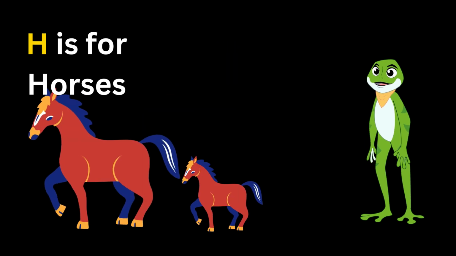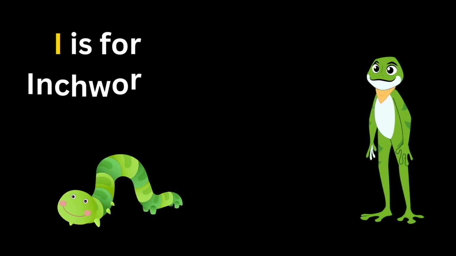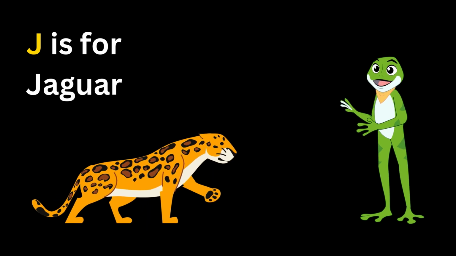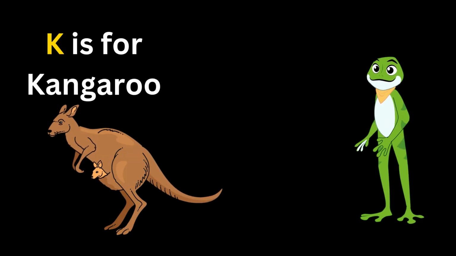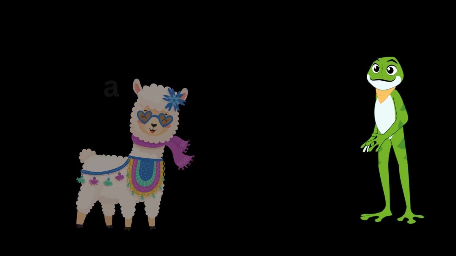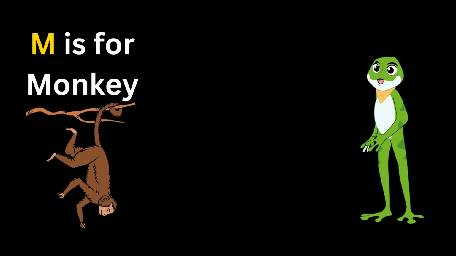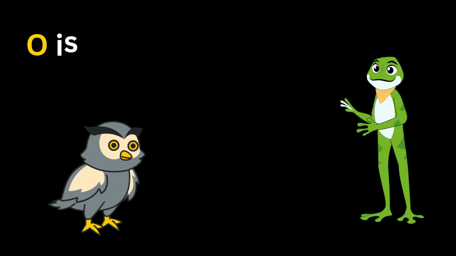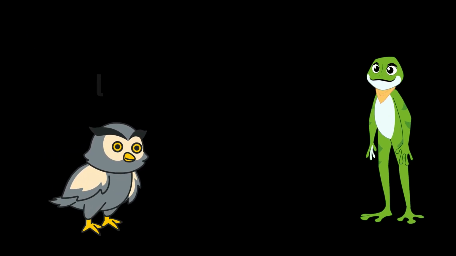H. H is for horses. I. I is for inchworm. J. J is for jaguar. K. K is for kangaroo. L. L is for llama. M. M is for monkey. N. N is for numbat. O. O is for owl.